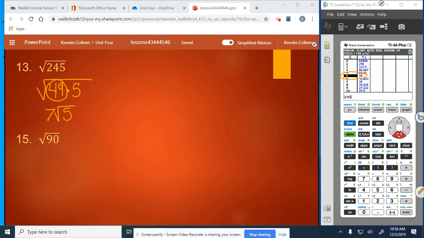90 I can do in my head because it's 9 times 10. So square root 9 times 10. Taking the square root of 9, we get 3, and we're left with the square root of 10, which we know does not have a perfect square factor from other examples.